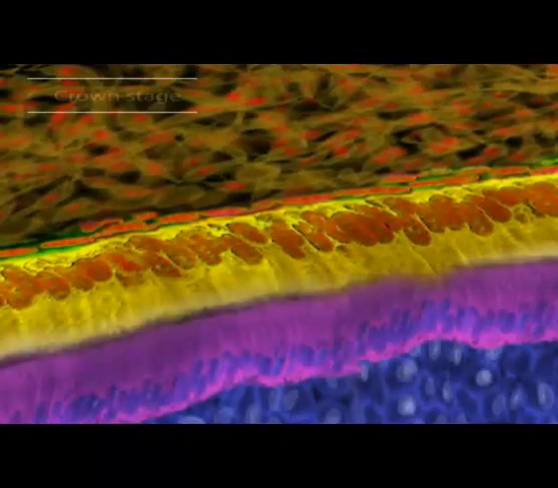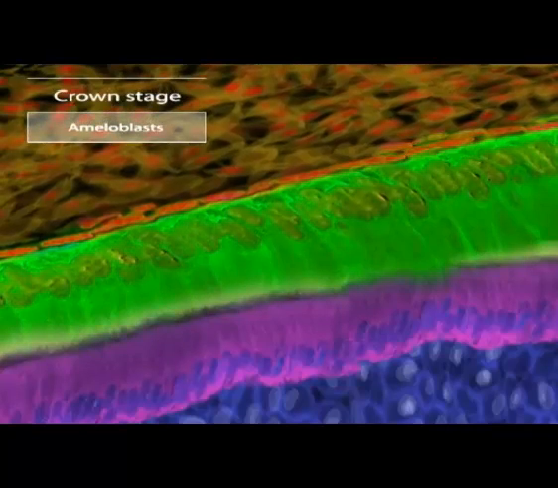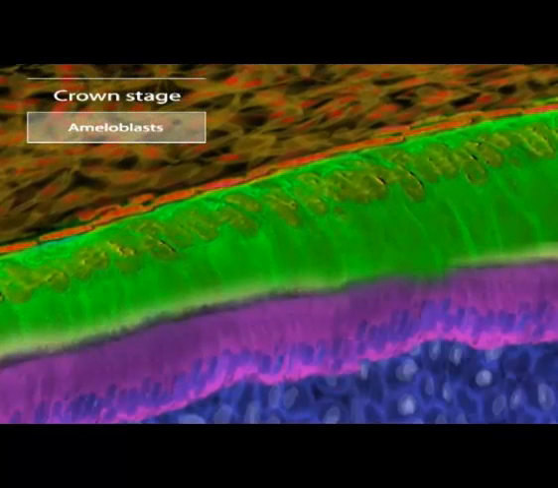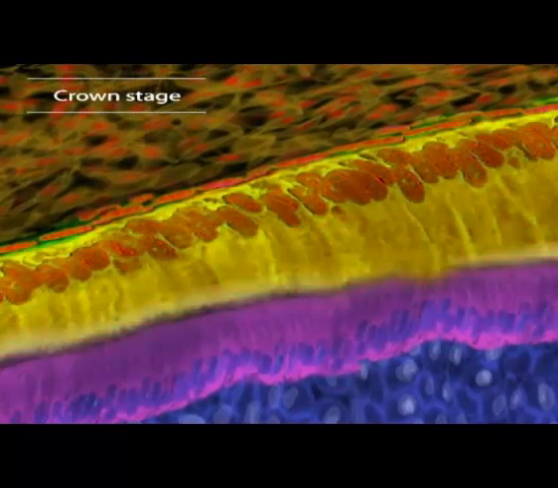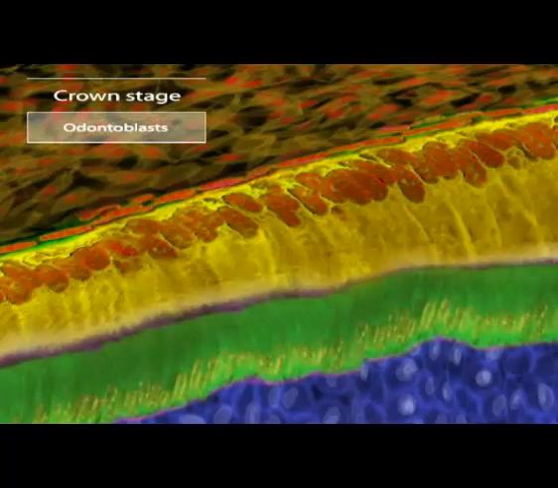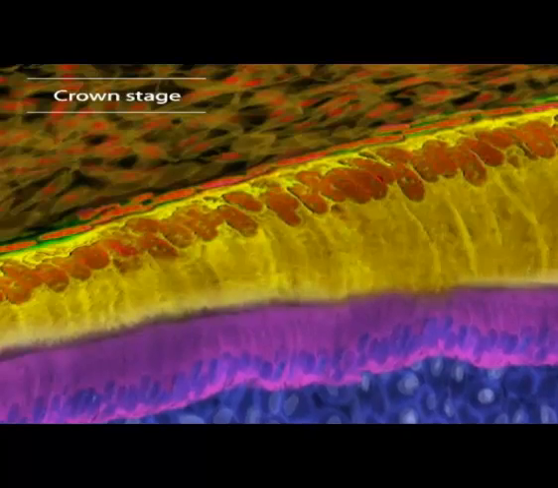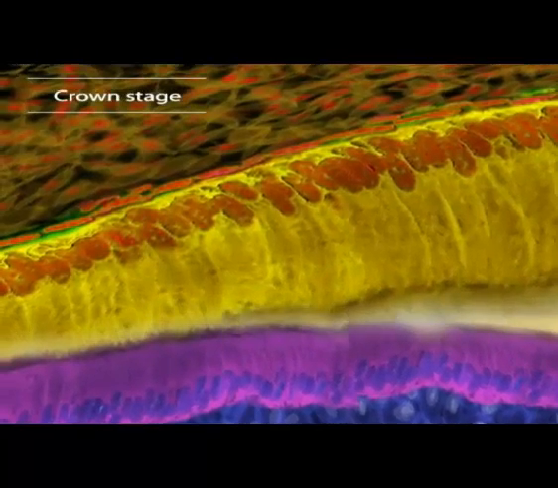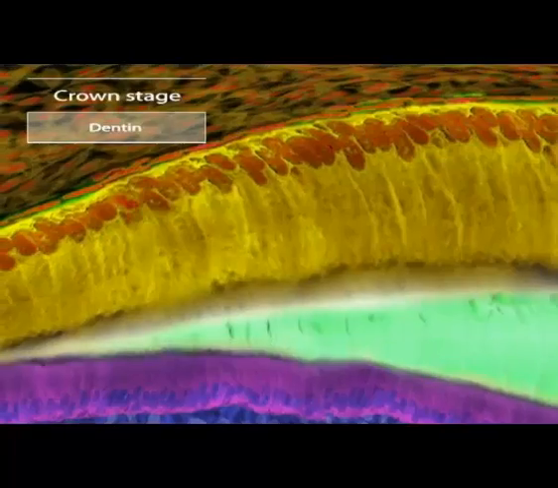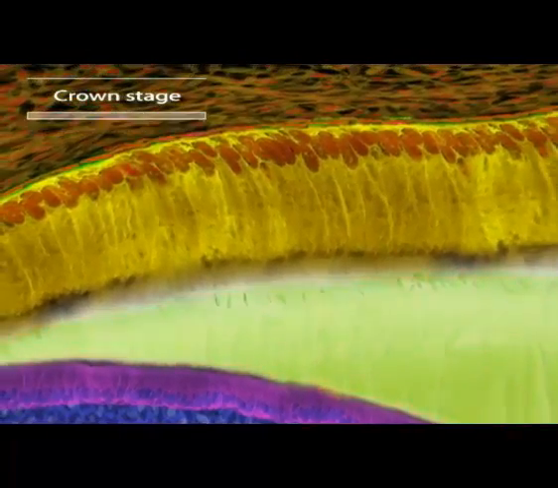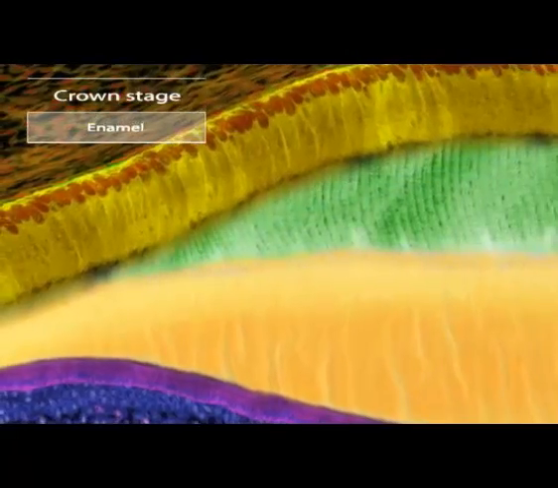The cells of the inner epithelium have elongated into ameloblasts, and the neighboring cells in the dental papilla respond by changing into odontoblasts. Now they move toward the center of the papilla, leaving a thin tube of cytoplasm and a layer of dentin. And now, the ameloblasts start to move, leaving behind the hardest tissue of all, enamel.